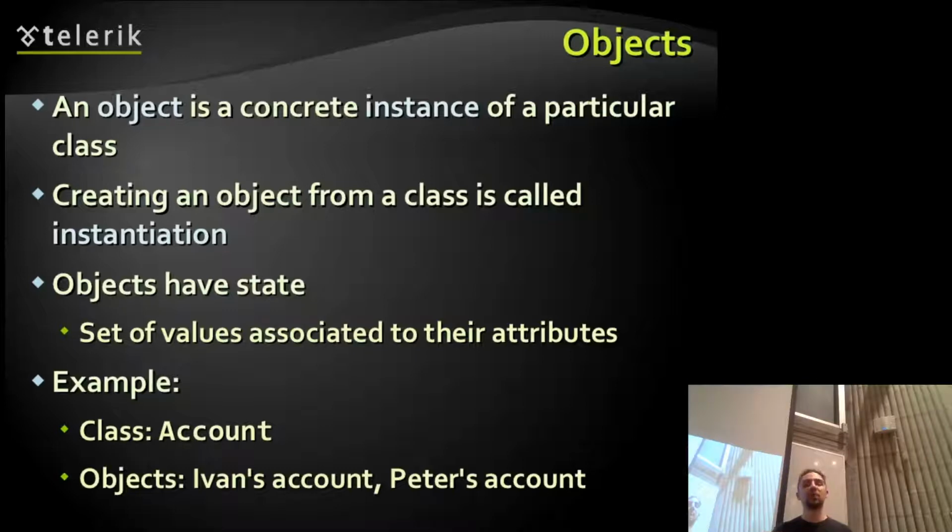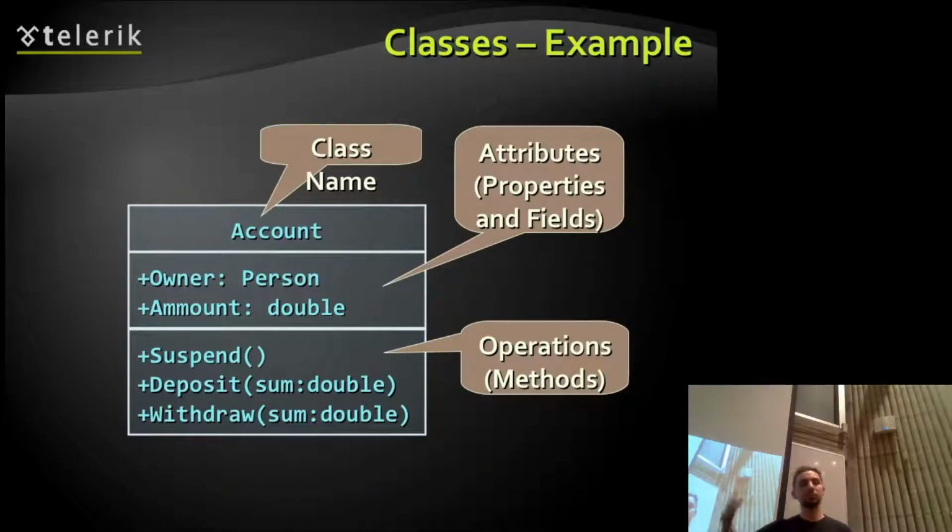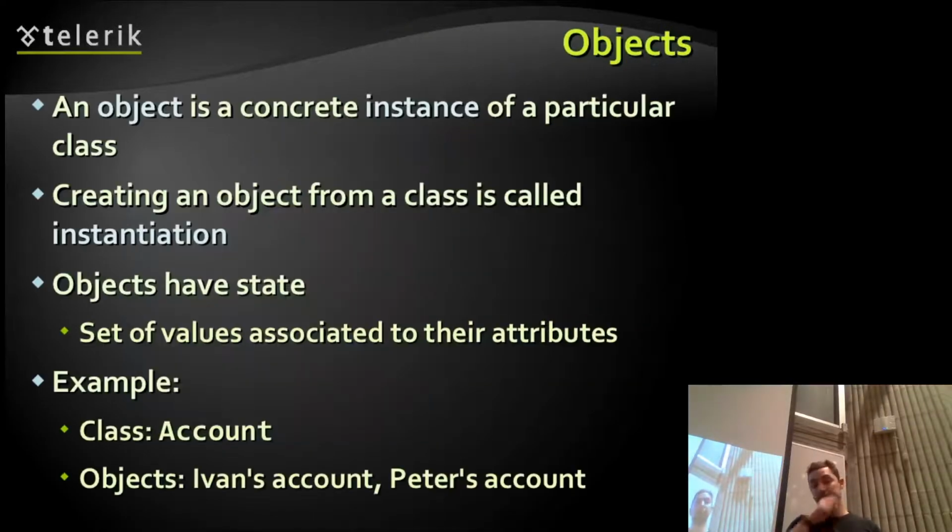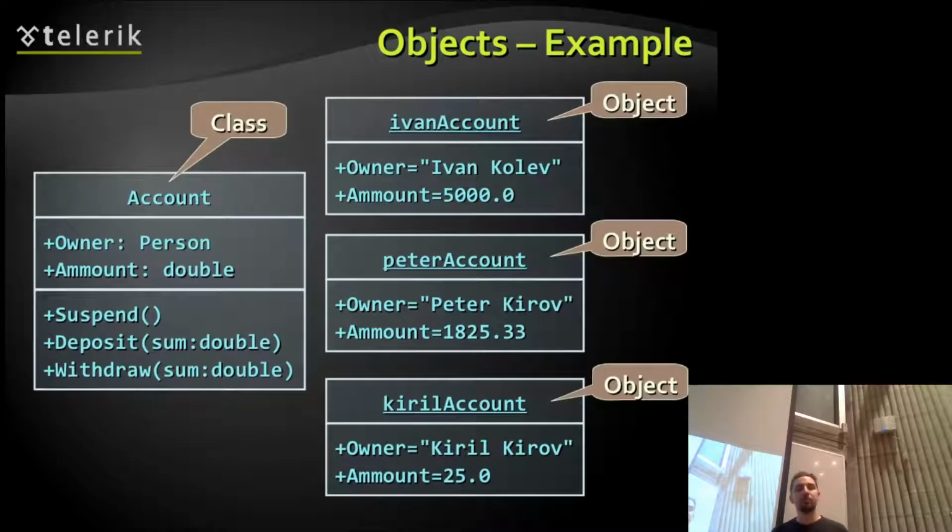Objects have state. So in the case of this class, the account, it has 2 variables that contain the state of the object, the owner and how much money they have. Ivan's account, Peter's account. What we've got here is not strictly UML. On the left is the UML diagram for the class. On the right are 3 instances of that class. The variable name is in the top box, and then the state is in the second box.